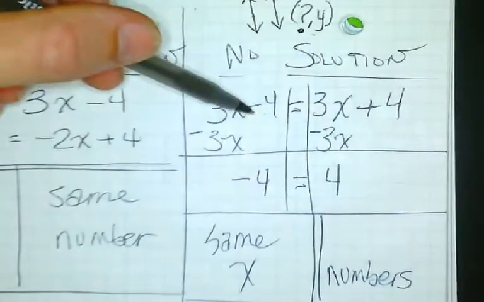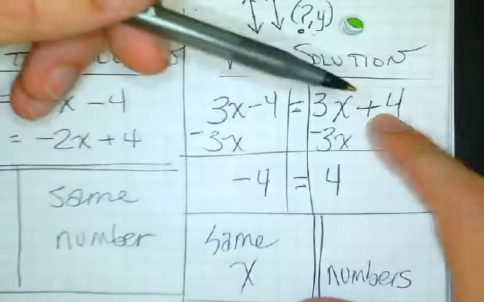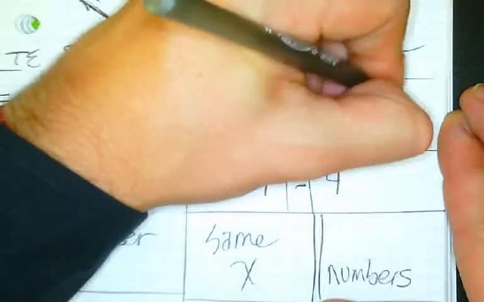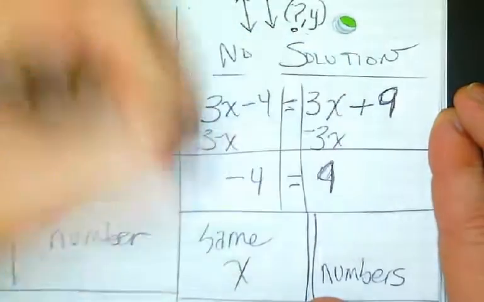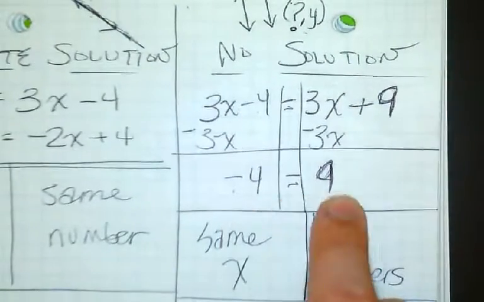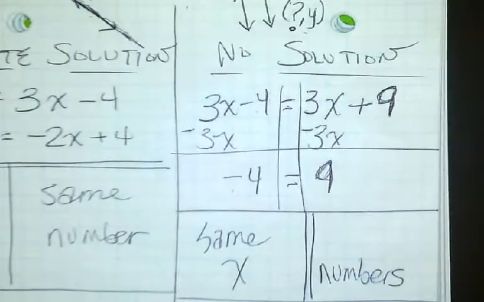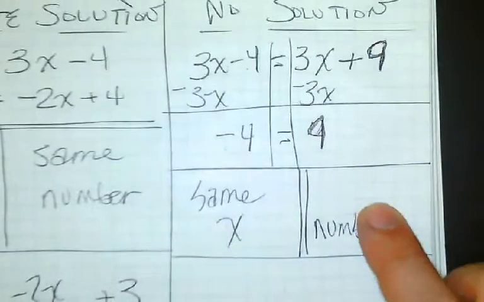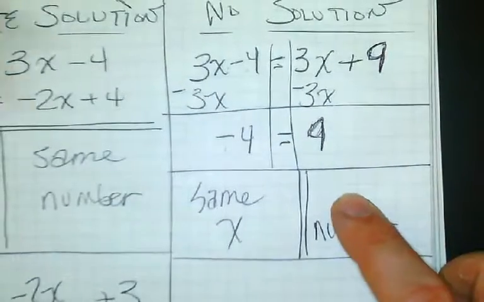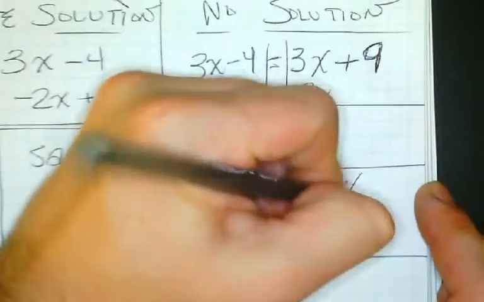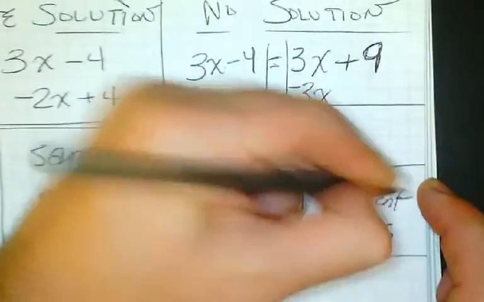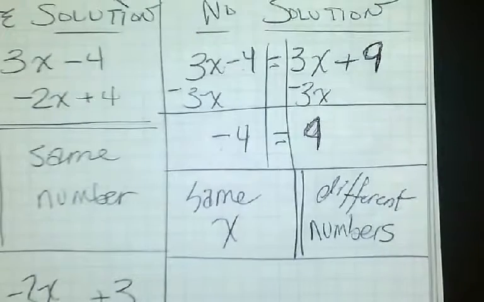What if, good Nayeli, what if this was not a positive 4? What if this was a positive 9? Is this the same thing? Negative 4 equals 9. Is that still not true? It's never going to be true. So what do you want to change this? It's not opposite. What is it? Different. All right. Different. Números diferentes. Okay?